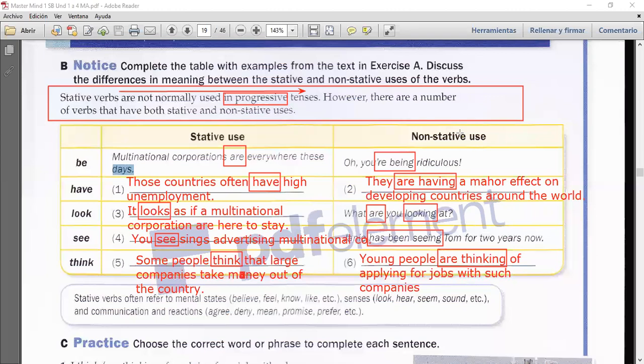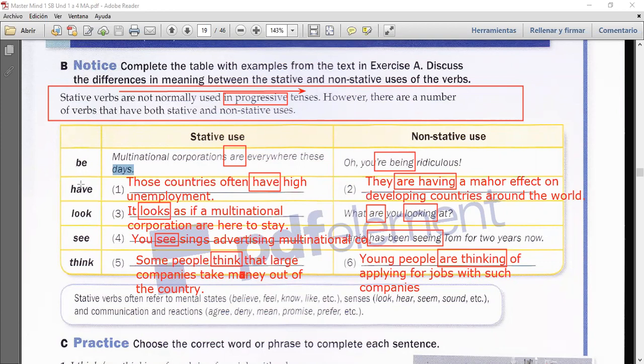Young people are thinking of applying for jobs with such companies. Progressive. Stative, non-stative verb in a progressive. Okay. Stative verb in a progressive. That is a non-stative verb. Okay.